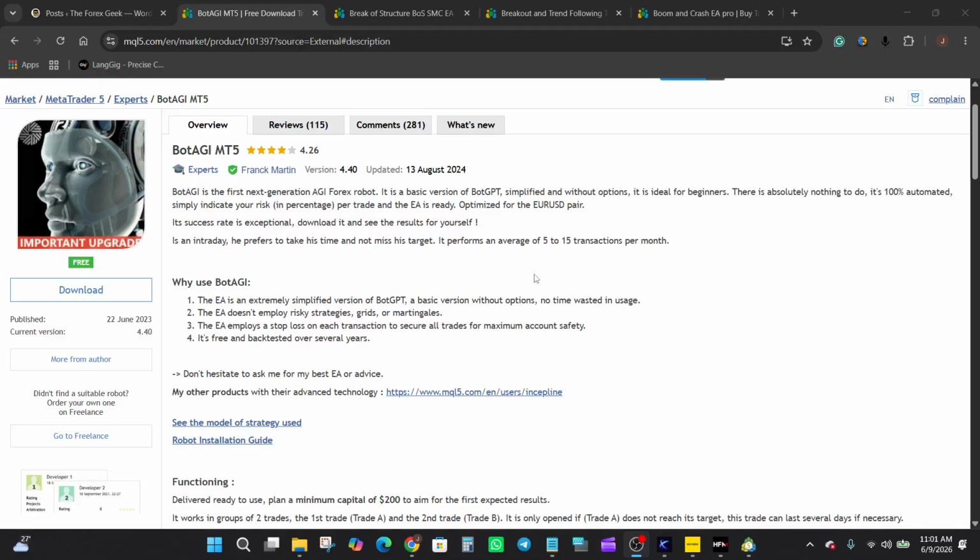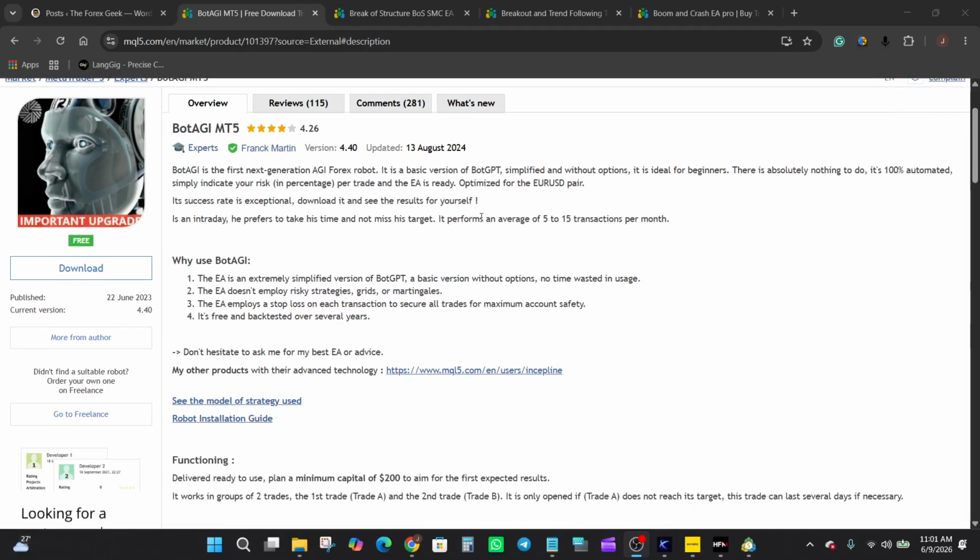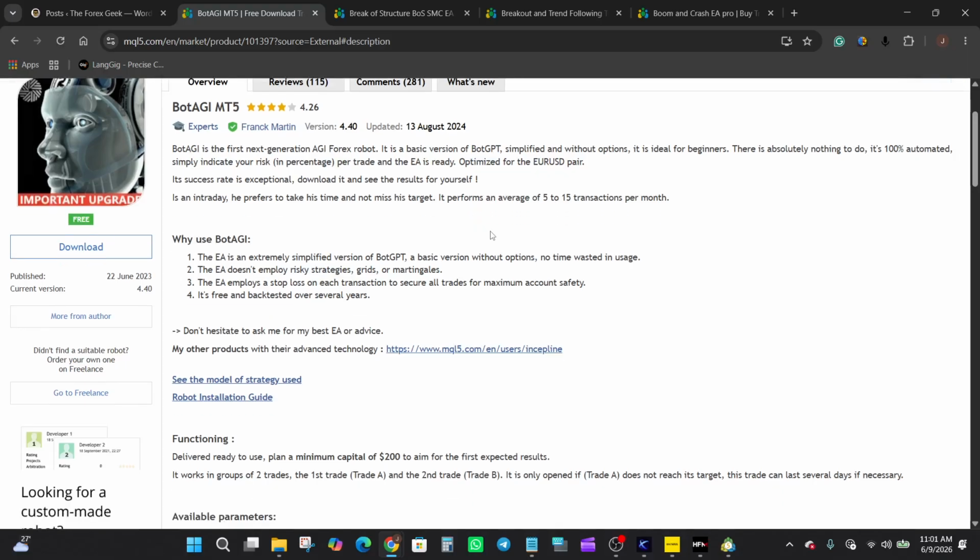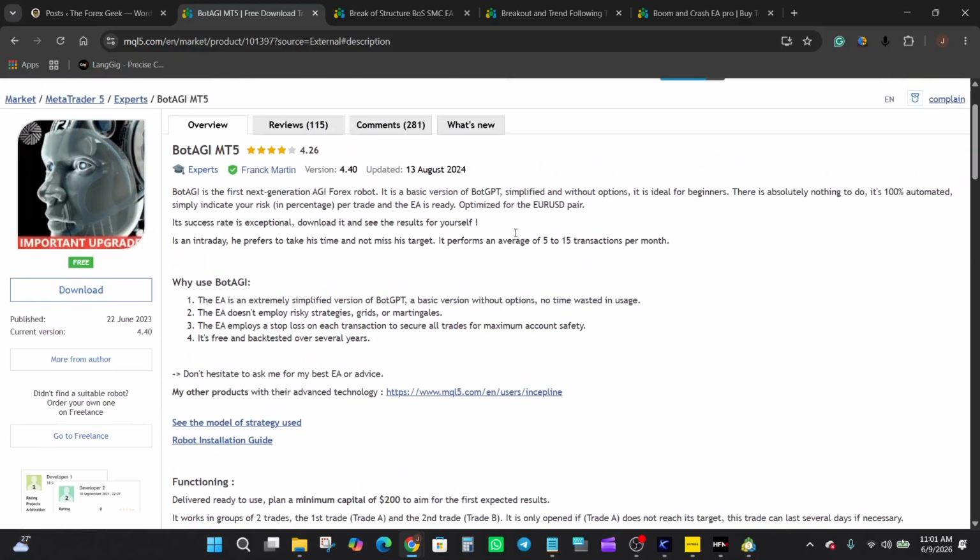Starting here on the marketplace page, we can see that BotAGI is currently listed as version 4.4 and is available as a free download. The developer describes it as a simplified version of BotGPT that is designed for beginners with a strong emphasis on automation and ease of use. One thing that stands out immediately is the simplicity. According to the description, there is very little configuration required. The EA is delivered ready to use, and the primary parameter available to the user is risk percentage, which determines the position sizing for trades.